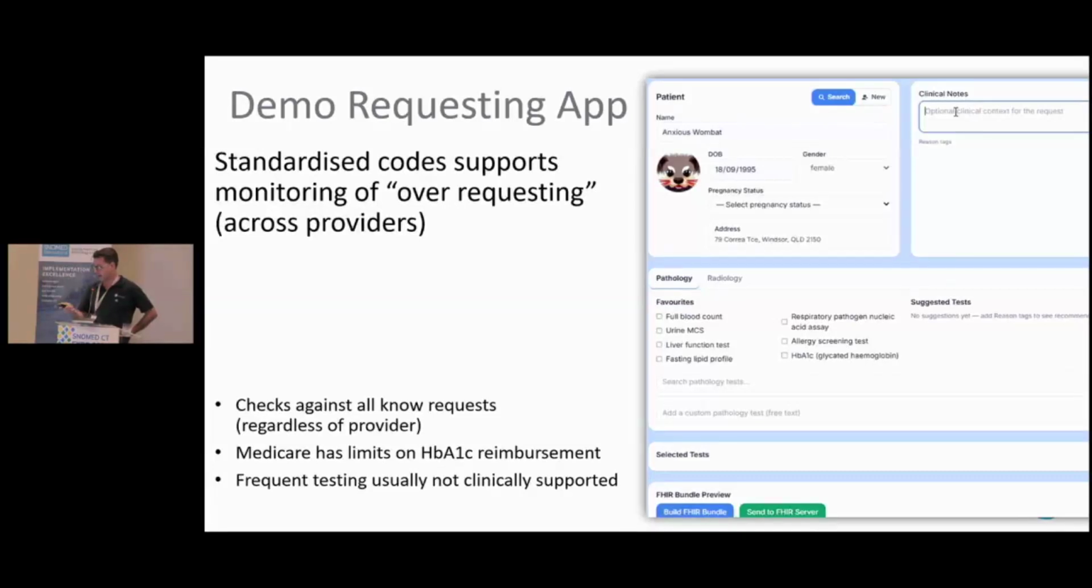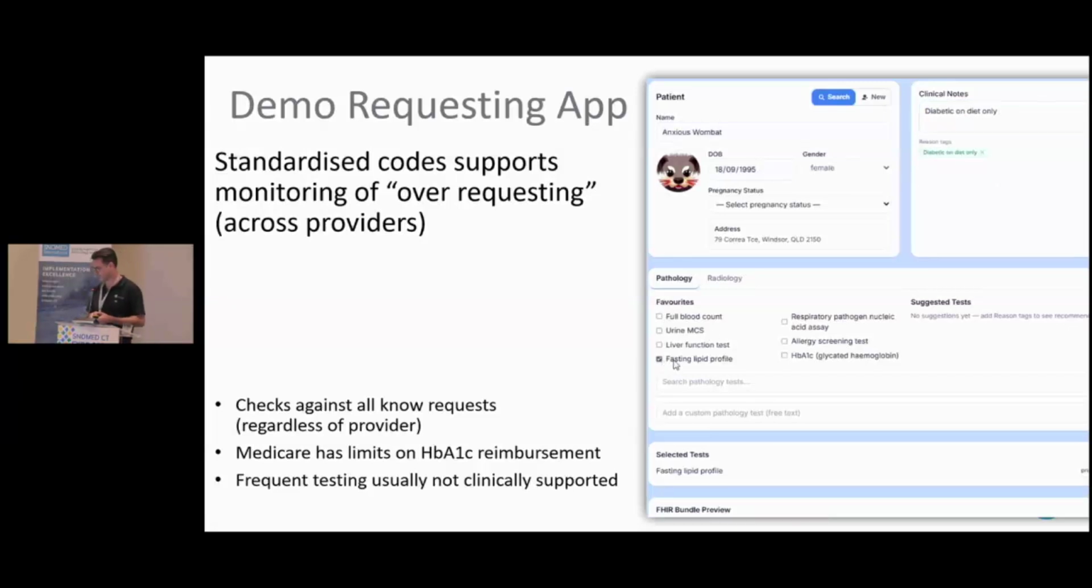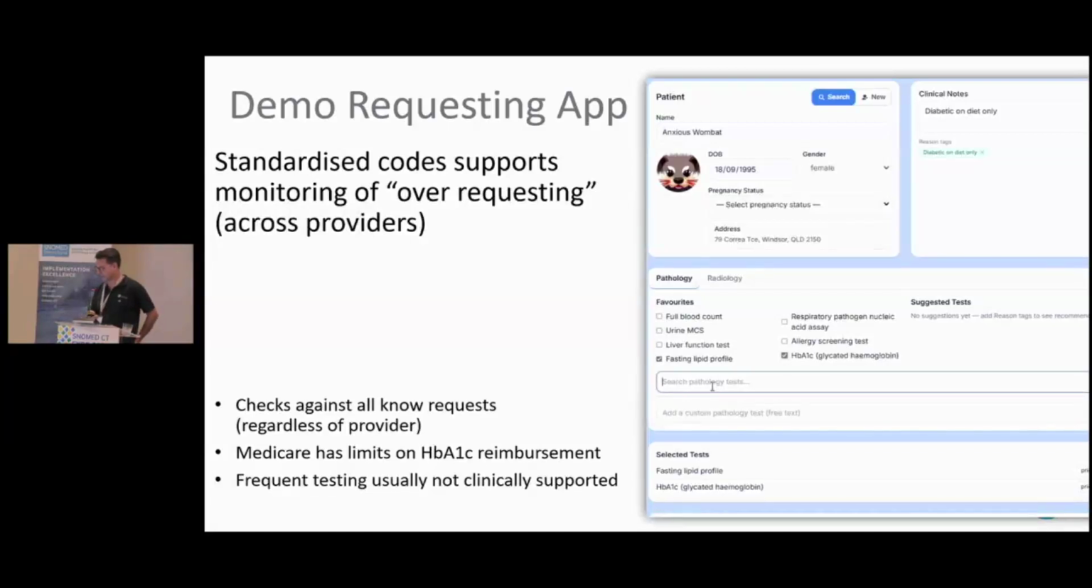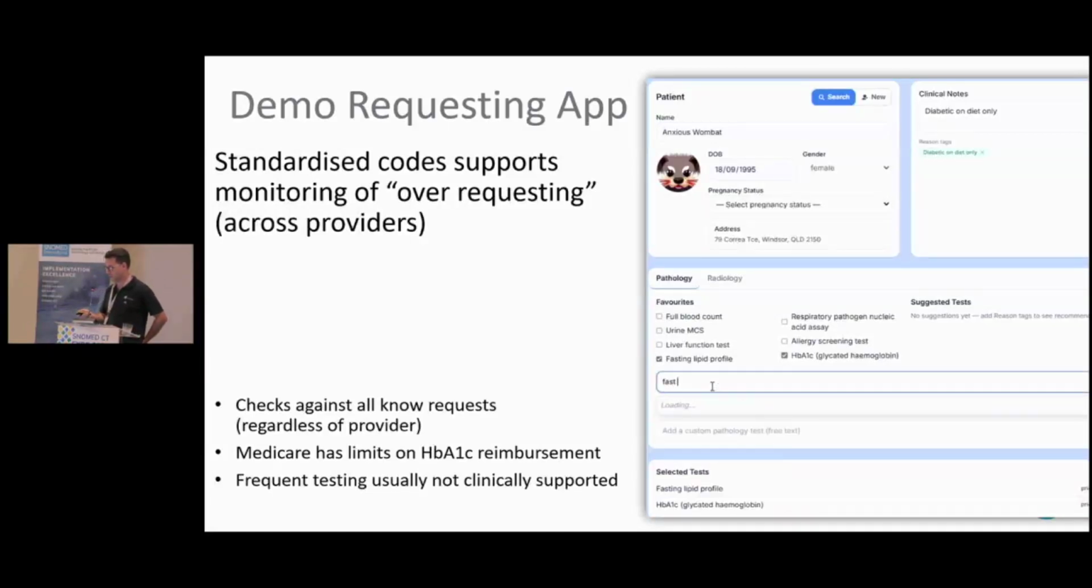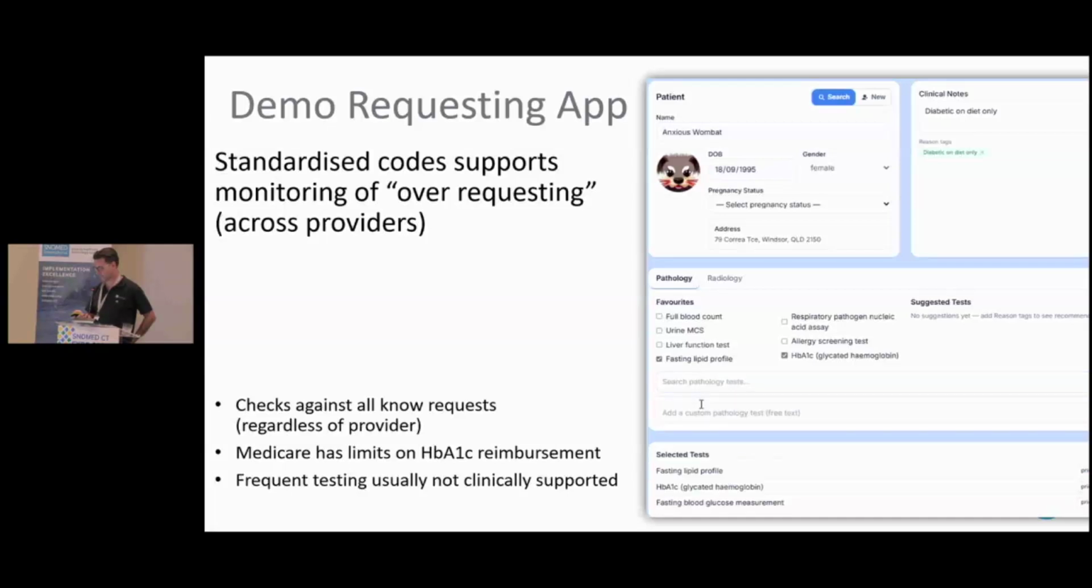Here's the bit where after this one, a code will pop up again. So in this example, we've got a patient turned up and we'll go through the whole process here where they search for some clinical notes, and we're going to say they're on a diabetic diet. And they're going to get a fasting lipid, HbA1c, and we'll do a fasting glucose as well. And I think we'll go and put a pregnancy status before it moves on.